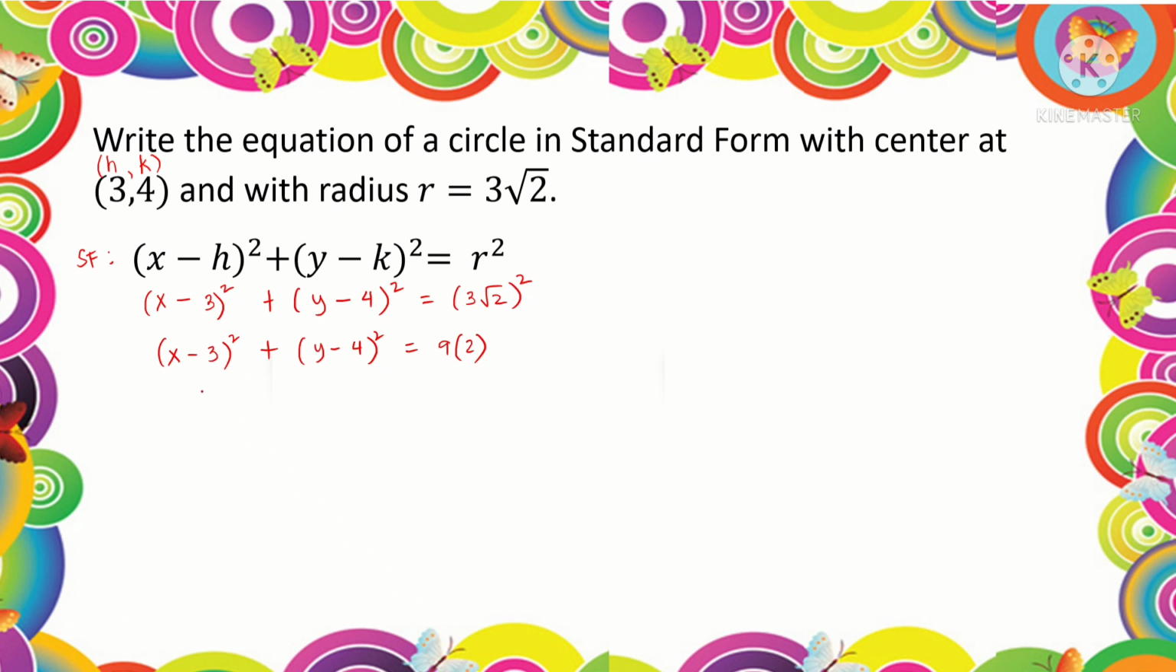So the final answer for the standard form or standard equation of the circle is x minus 3 to the power of 2 plus y minus 4 to the power of 2 equals 9 times 2, which is 18. So this will be your final equation in standard form.